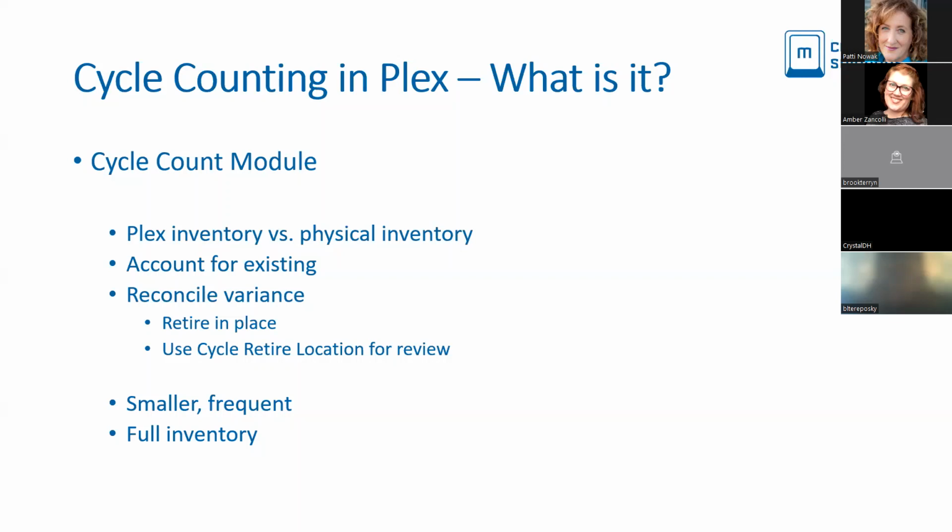Reconciliation of any variances that occur can be handled two different ways. You can choose to retire any containers that are not found in their last known Plex location, that is, retiring them in place. Or you could use a cycle retire location to hold containers that are not found for review before final disposition. We'll demonstrate that in the demo section. You can use the cycle count module to complete both the smaller, more frequent counts, as well as your full annual or full physical inventory.